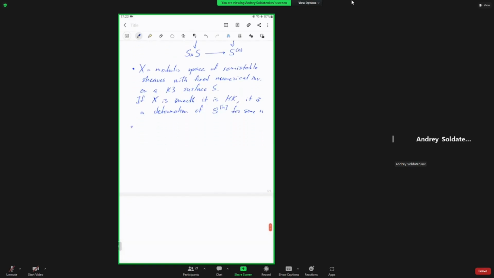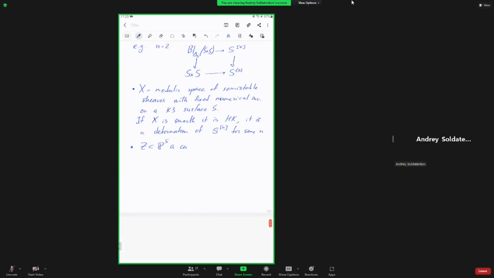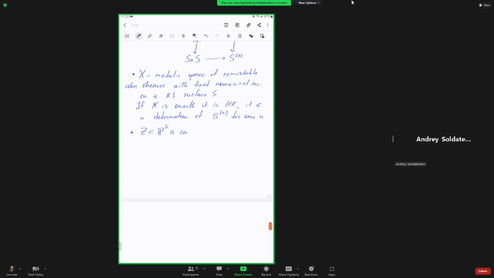There are also nice geometric constructions. There are lots of them actually. I just want to mention one simplest geometric construction that gives you a hyperkähler manifold. So suppose we have a cubic in P5, a cubic fourfold. In this previous example, the sheaves are coherent sheaves. Sorry, semi-stable coherent sheaves. So a cubic fourfold.